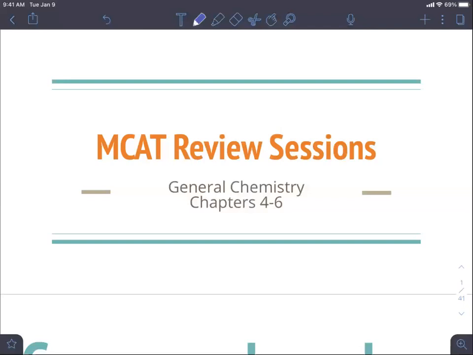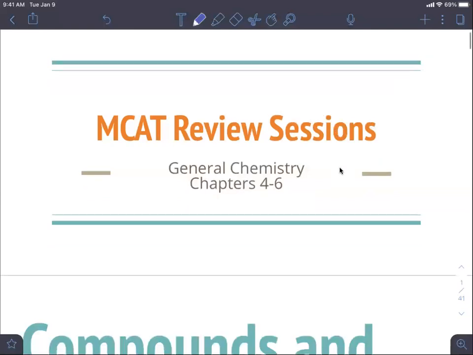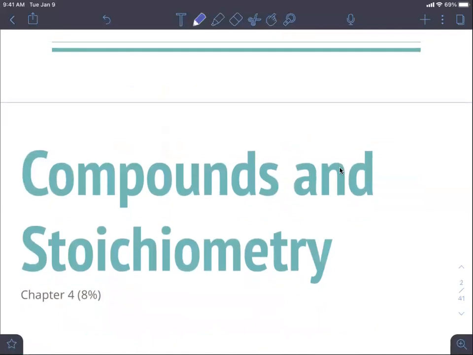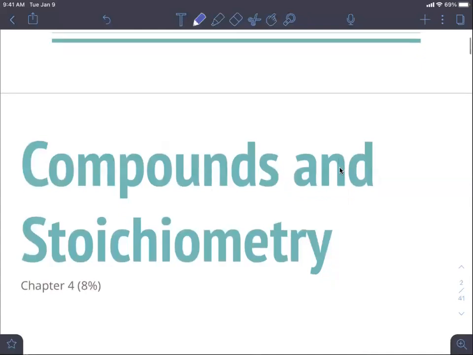So this is going to be on general chemistry chapters 4 to 6. These chapters aren't super important other than compounds and stoichiometry, but they are foundational chapters. The chapters after this are thermodynamics and solutions and solvents. All of the stuff we're going to be learning today is going to be key in those chapters.